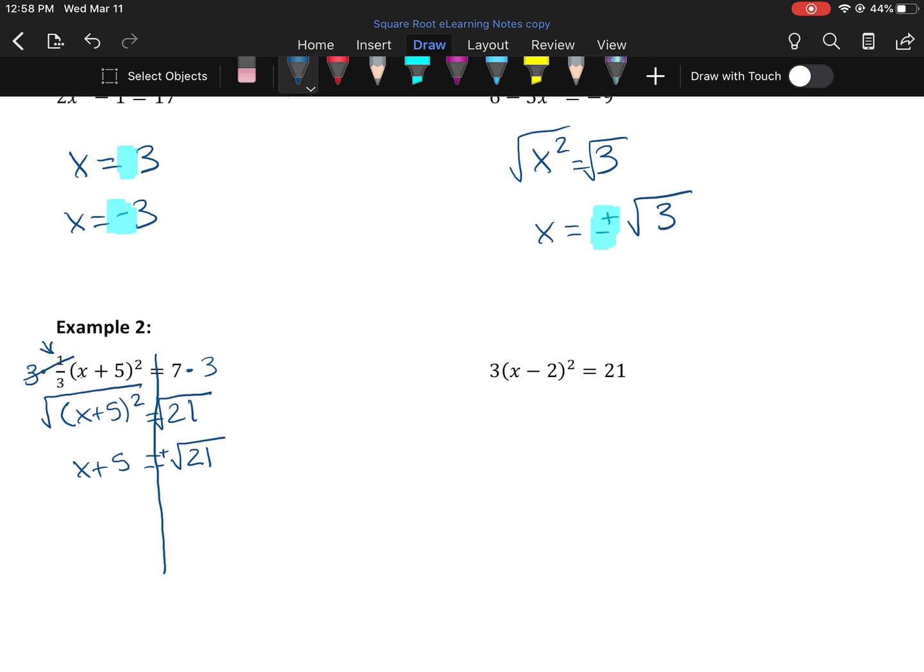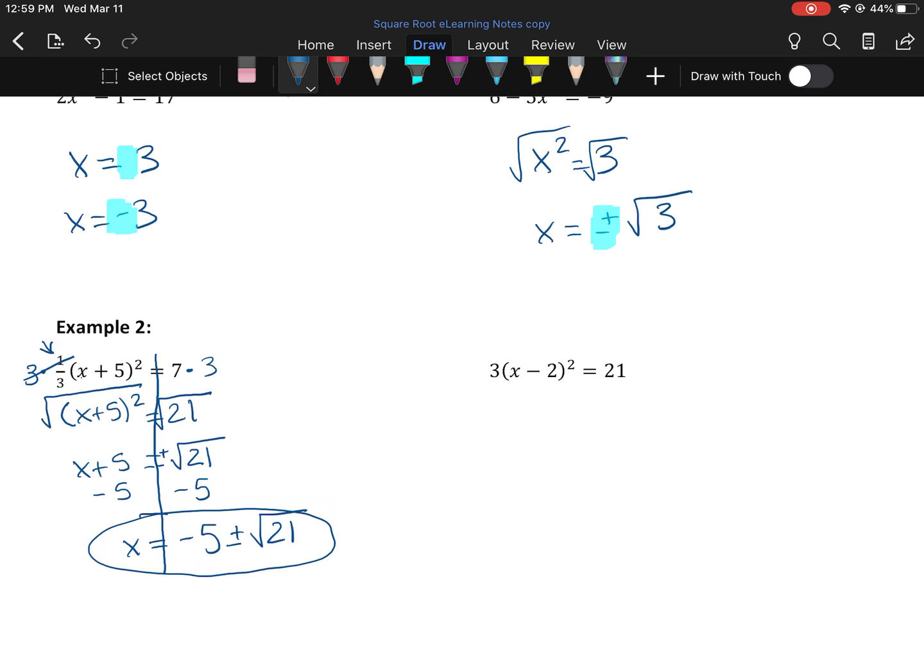Last step, we're still trying to get x equals, so I actually need to subtract 5 here and subtract 5 here, meaning my answer is going to end up being -5 plus or minus the square root of 21. I know that answer looks really ugly. It is a really ugly answer, but hey, not all answers are going to be pretty in math. So here's what the final answer looks like.